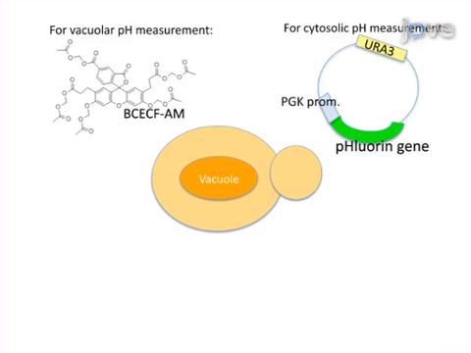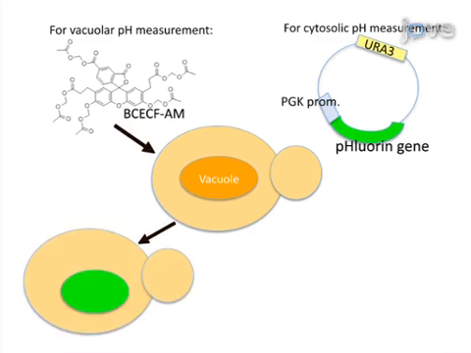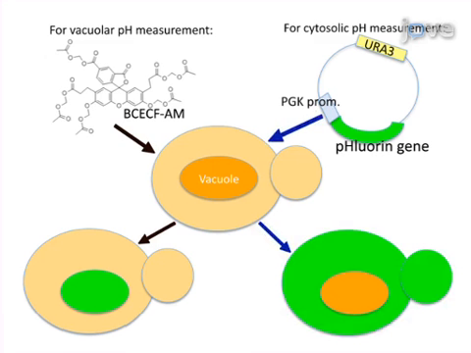The dye BCECF-AM is introduced to the cells in order to measure vacuolar pH, and a pH-sensitive GFP, fluorin, is expressed from a plasmid in the cells in order to measure cytosolic pH.